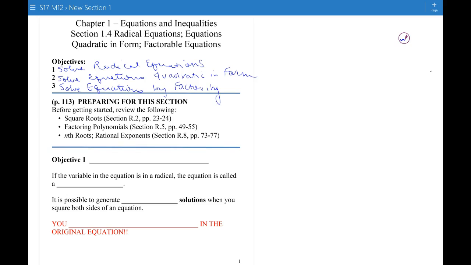And as in each section, there's a preparing for the section guide that says before you get started, it would be good to review square roots, factoring polynomials, and nth roots, as well as rational exponents. So let's get started with objective 1, solve radical equations.